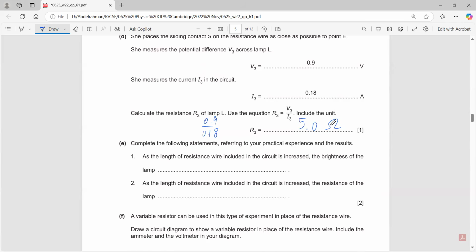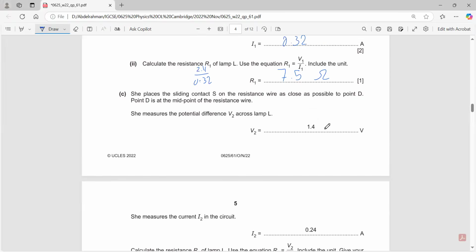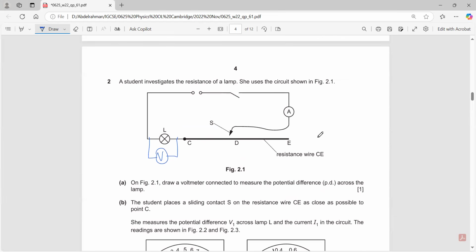The brightness of the lamp as the length increases. What happens to the brightness of the lamp? I know a lot of you would be tempted to say as the length increases, the brightness should increase. But if you check out the circuit, as the length of this wire increases, the resistance of this wire increases. As the length of this wire increases, what happens to the resistance of this wire? It increases. Therefore, the potential difference or the voltage of this wire increases.